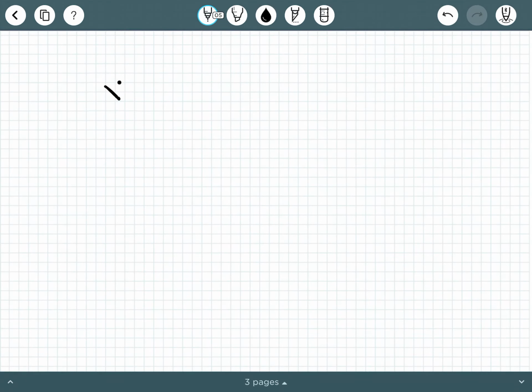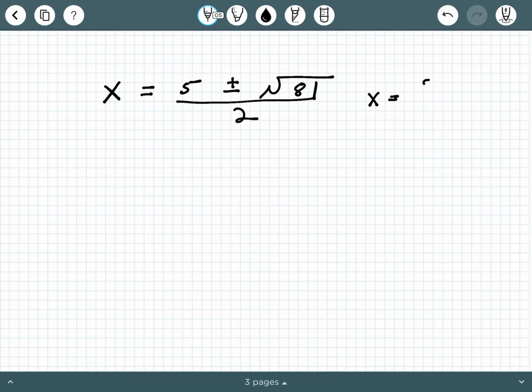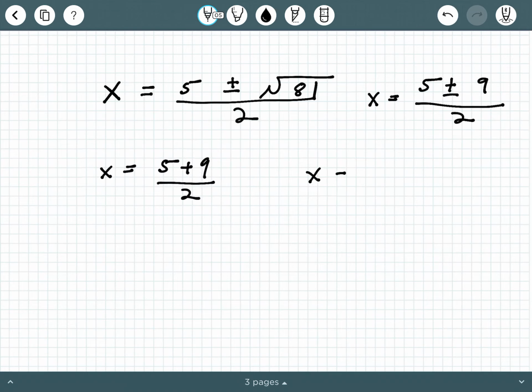So we had x equal to 5 plus or minus the square root of 81, all over 2. We know the square root of 81, so we can say x is equal to 5 plus or minus 9, all over 2. At this point, we need to split up into two equations, so x is equal to 5 plus 9 over 2, and then separately, x is equal to 5 minus 9 over 2.